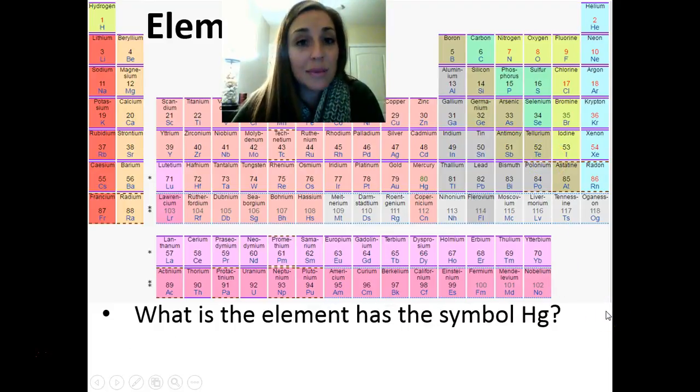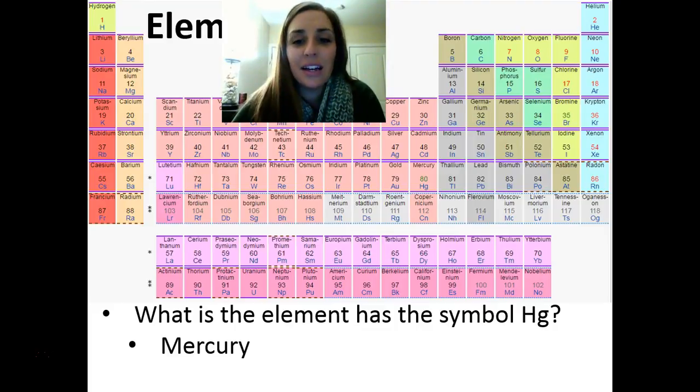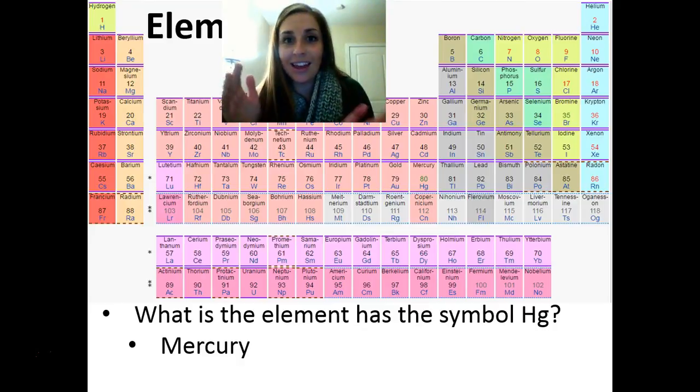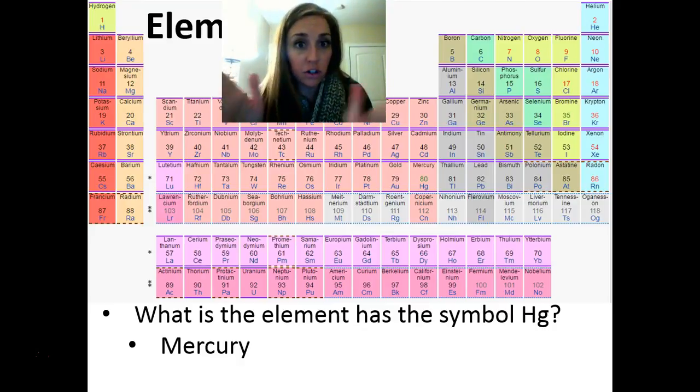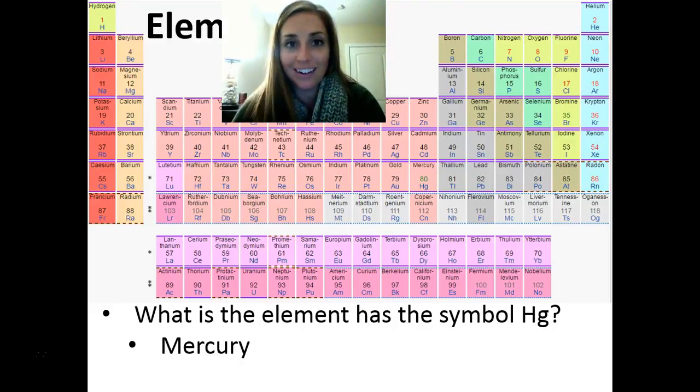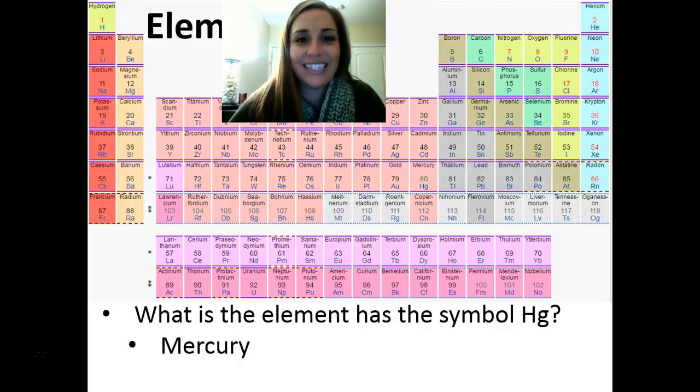All right, so what element has the symbol Hg? I want you to freeze the video until you find it, and then we'll come back and see if you got it right. So, did you get mercury? Mercury is what used to be used in thermometers, so if you want to remember that: as my temperature rises when I see a hot guy, Hg, or hot girl, Hg, either way, your temperature rises, like a thermometer goes up. Temperature, Hg, thermometers, mercury.